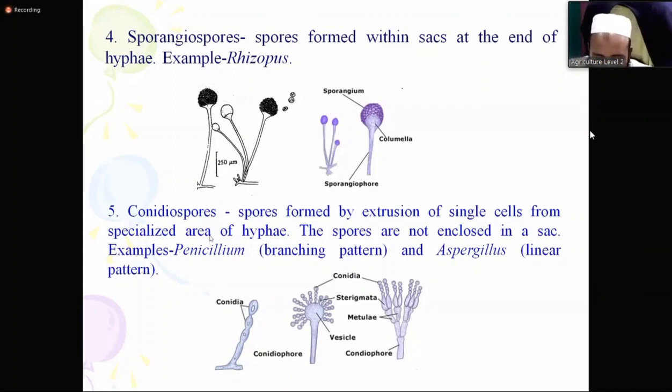Do you remember Penicillium? One medicine was developed from the fungus Penicillium. The medicine is called penicillin. Do you know who discovered penicillin? Anyone know? Alexander Fleming. Alexander Fleming discovered penicillin from Penicillium.